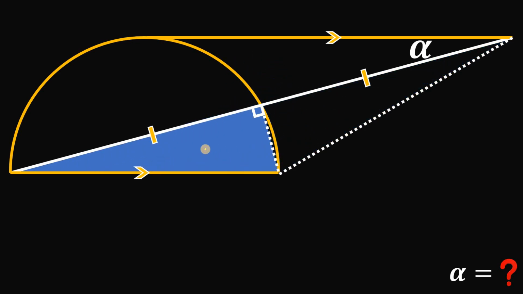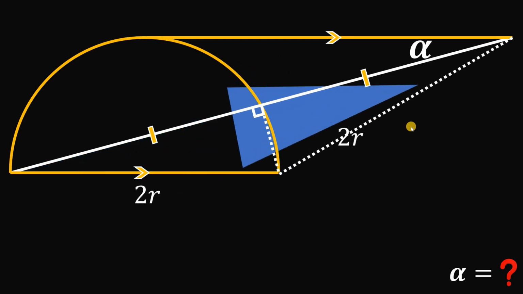Now, what do we know in this right triangle? We know that the third side, or the hypotenuse, must be the diameter of the circle, or simply equal to 2 times the radius of the semicircle. Next, since these two right triangles are congruent, the hypotenuse of the other right triangle is also 2r.